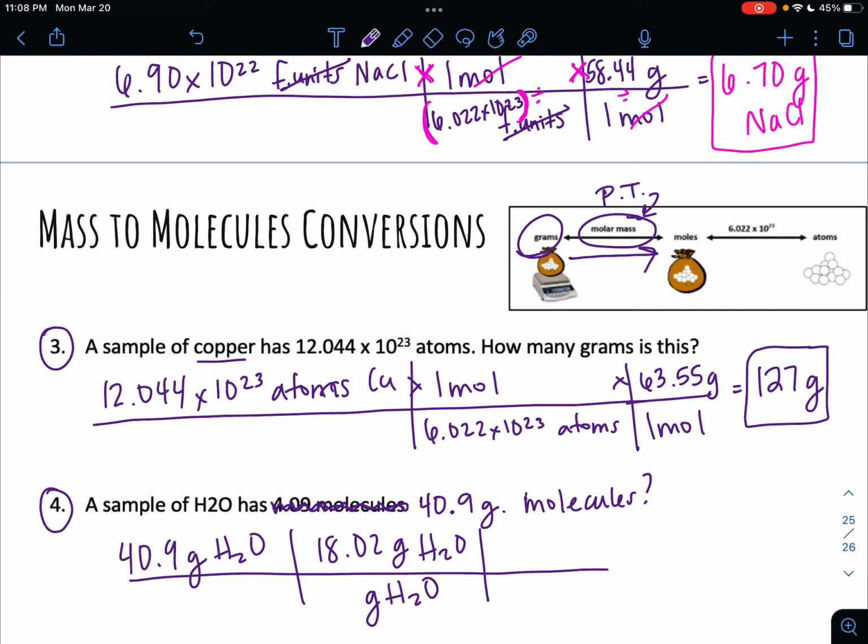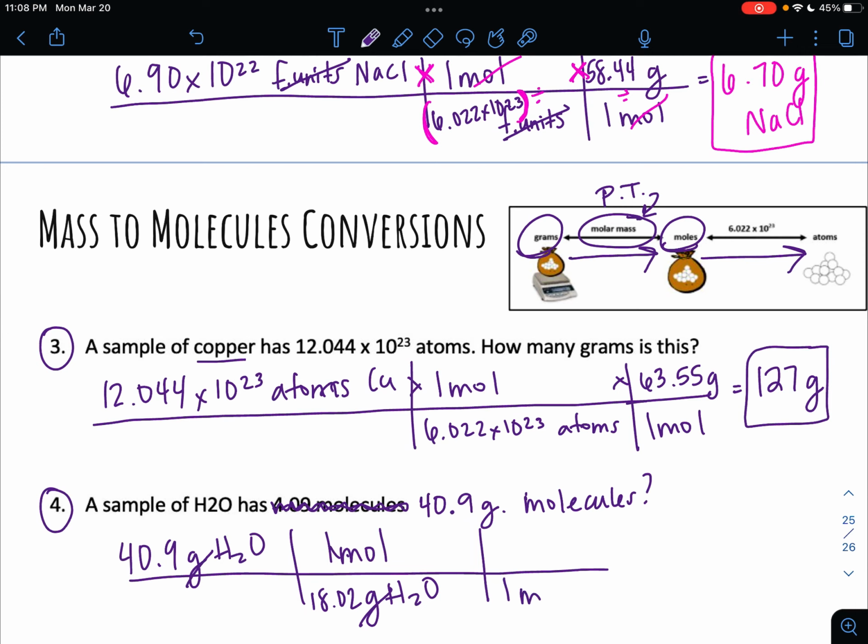So now, whoops, I don't know why I put that on the top. 18.02 grams. There we go. And that's equal to 1 mole. So now my grams have canceled, and now we have moles. Okay, so we're just moving along in our path. Now we're ready to go to atoms.